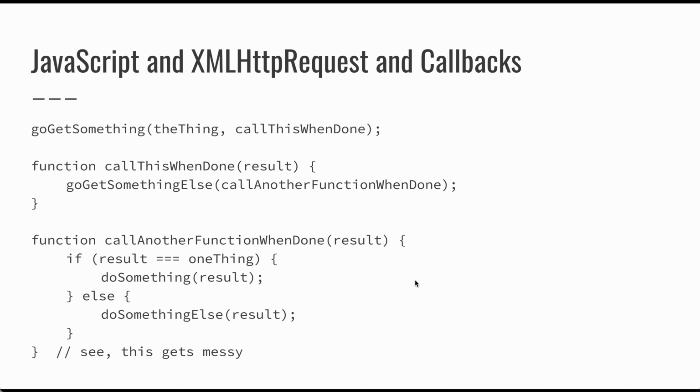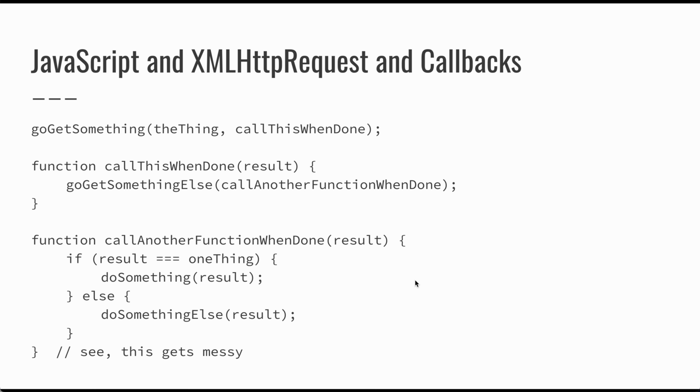So, just a simple example, we could say, go get something, and then we're going to pass in that object and then call some particular callback function, and then that can call another callback function, and then that callback function can call do something or do something else here. And you can see that this sort of tracing is not going to be terribly logical. It's not obvious at a glance that go get something is going to lead to call this when done, and that's not going to be obvious that leads to call another function when done, unless you kind of understand the context and how JavaScript works.